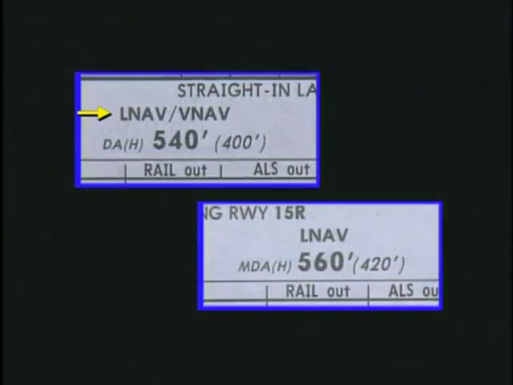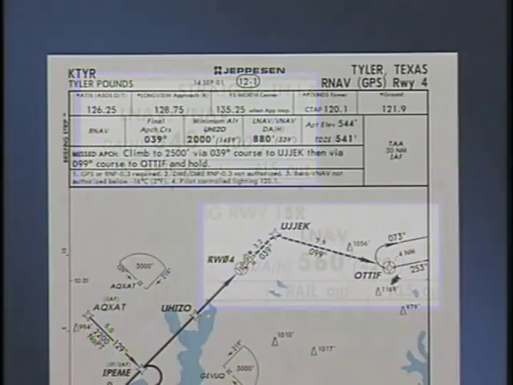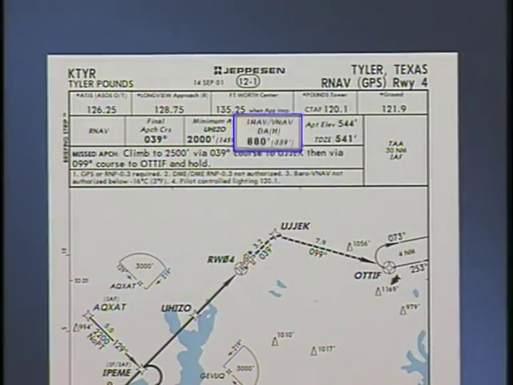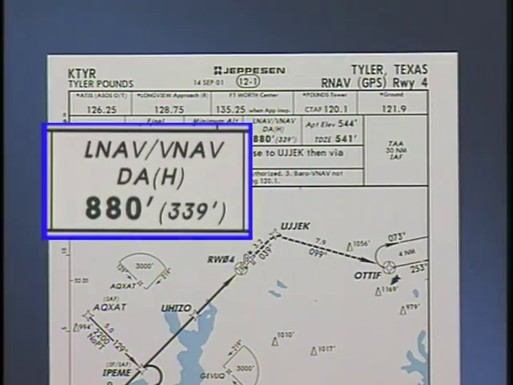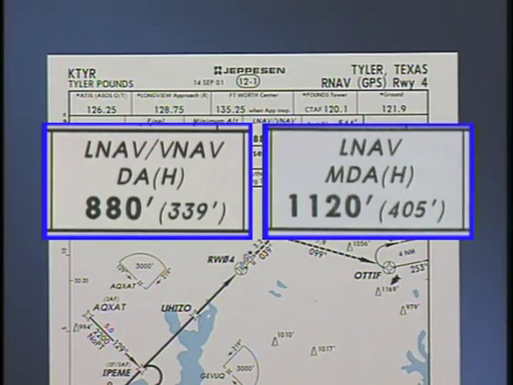One of the approaches contains LNAV/VNAV, lateral and vertical navigation minimums, while the other approach includes LNAV, lateral navigation minimums only. Another change in the heading section is the way decision altitudes are portrayed. The lowest decision altitude or minimum descent altitude is still given. However, it is referred to as the LNAV/VNAV DA (H) or the LNAV MDA (H).